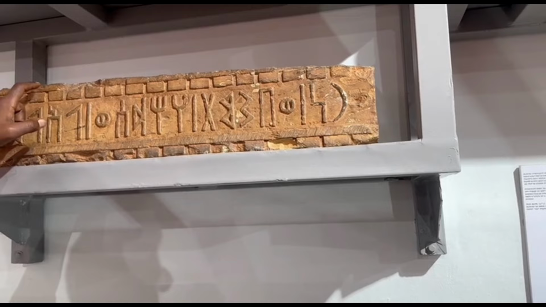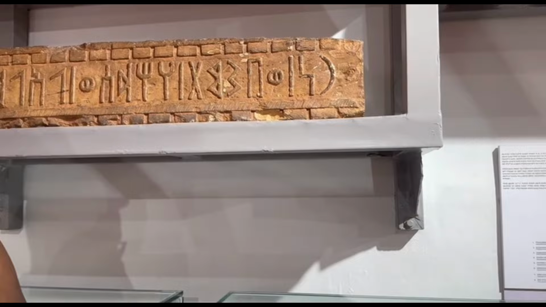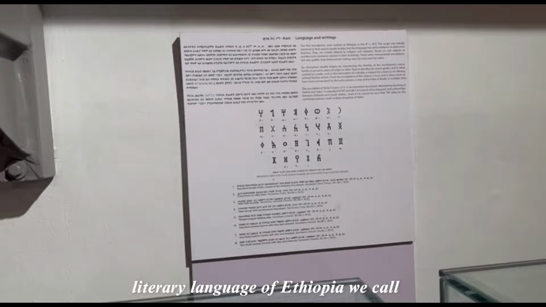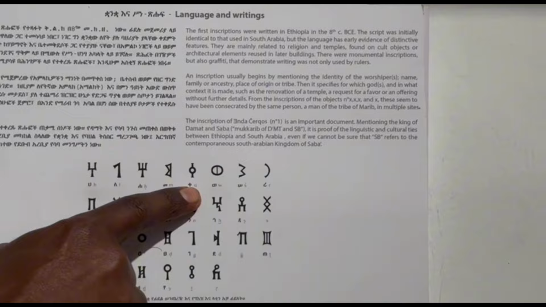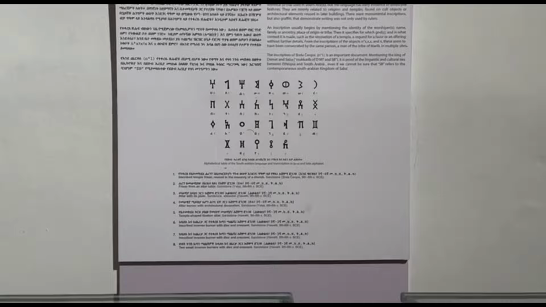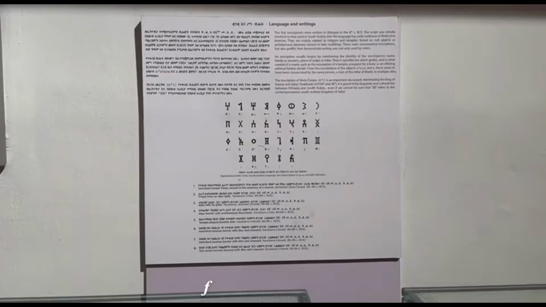So this is the first literary language of Ethiopia. We call it Sabaean. But I thought the first Ethiopian language was Ge'ez. No, there is an adaptation between Sabaean and Ge'ez. First, it was this one.